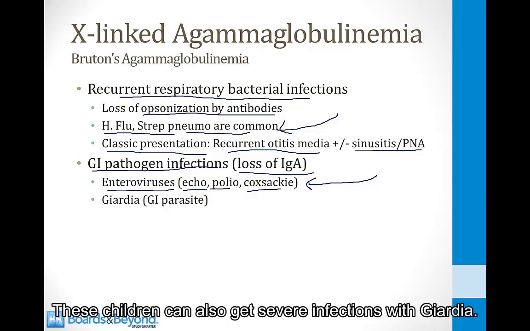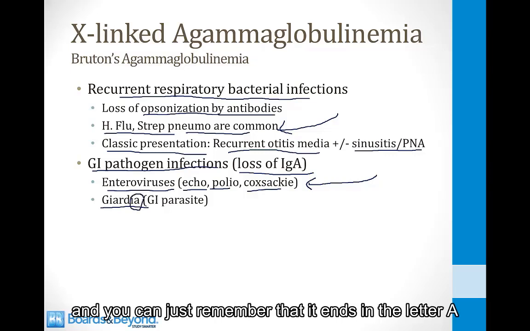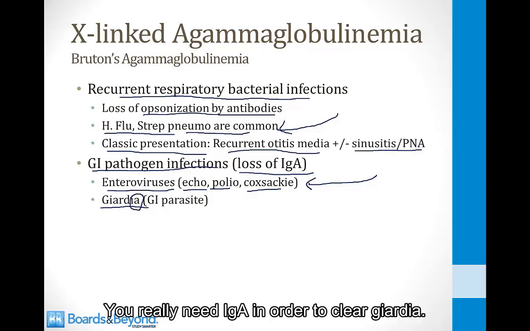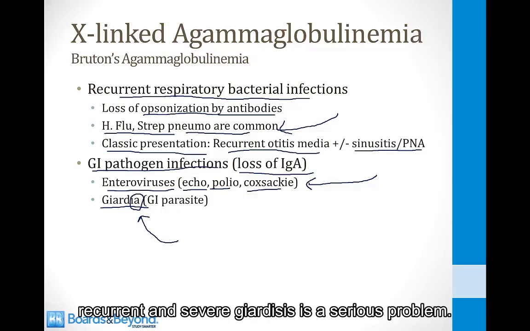These children can also get severe infections with Giardia. Giardia is a GI parasite, and you can just remember that it ends in the letter A for IgA. You really need IgA in order to clear Giardia. And as you will see in a number of these disorders, when you're missing IgA, recurrent and severe giardiasis is a serious problem.